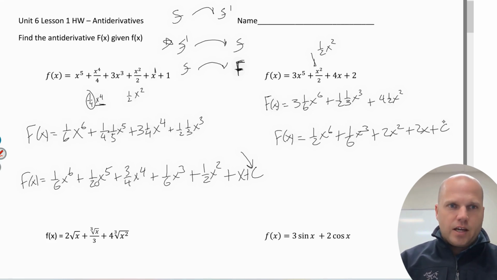You can always double check. If you took the derivative of this, did you get this? You can do that in your head. The 6 comes down, 3x to the 5th. The 3 comes down, that's 1/2 x squared. 2 comes down, 4x. 2 is 2. Good.